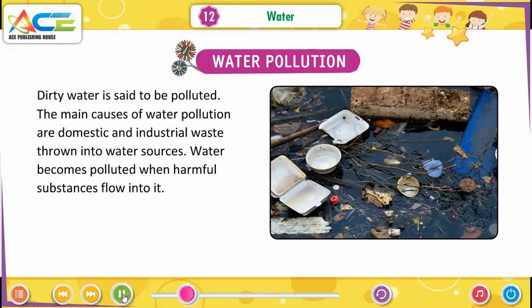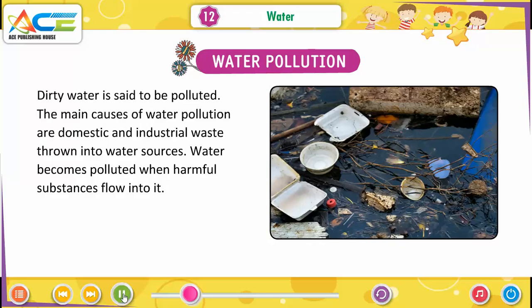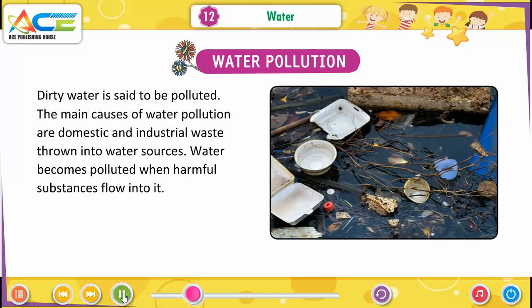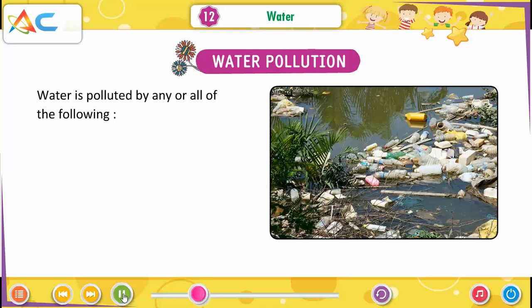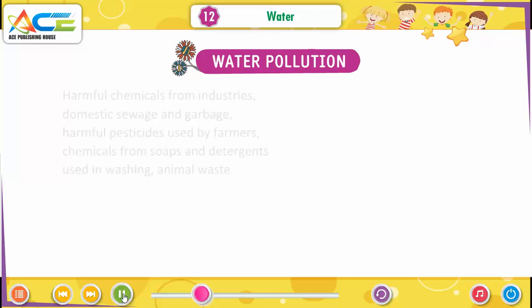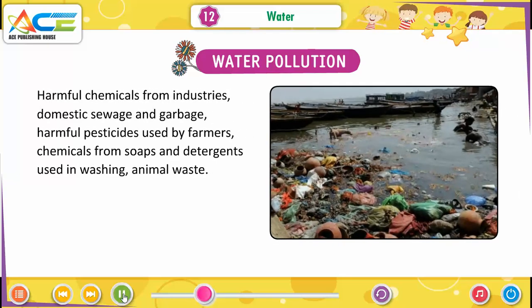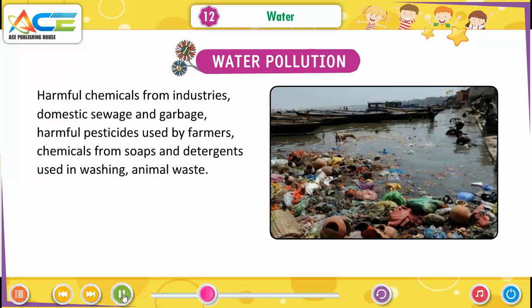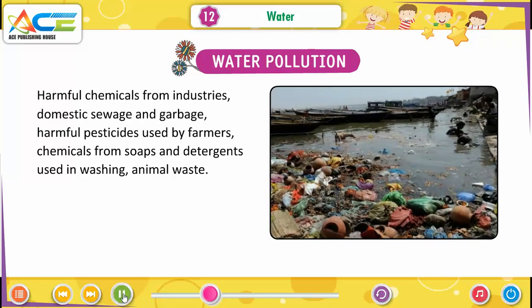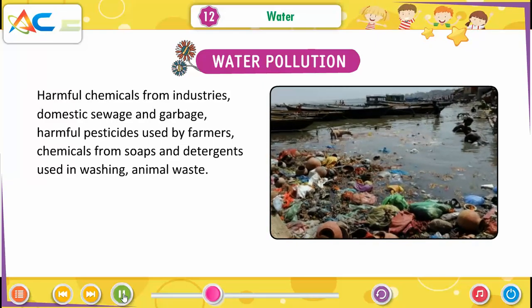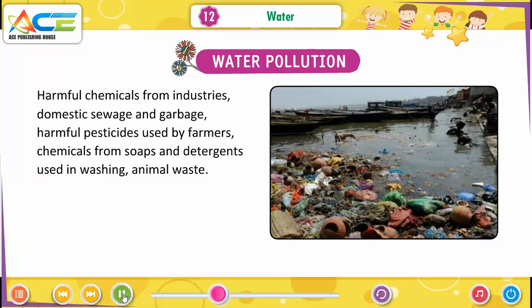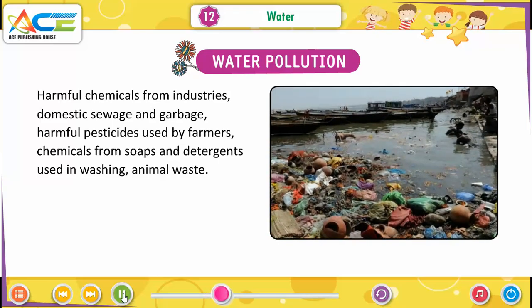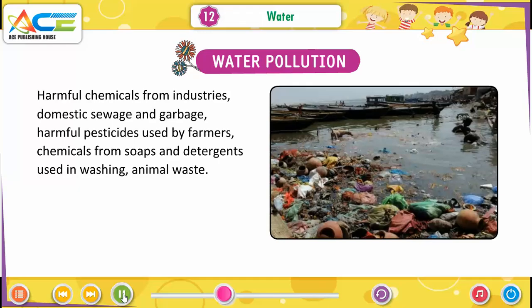Water becomes polluted when harmful substances flow into it. Water is polluted by any or all of the following: harmful chemicals from industries, domestic sewage and garbage, harmful pesticides used by farmers, chemicals from soaps and detergents used in washing, animal waste.